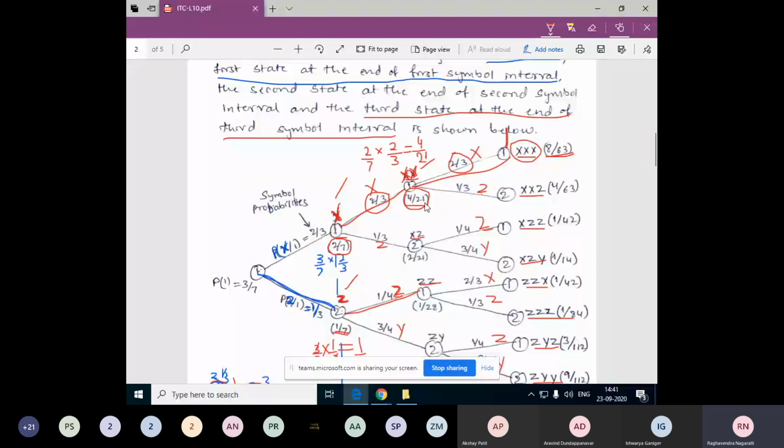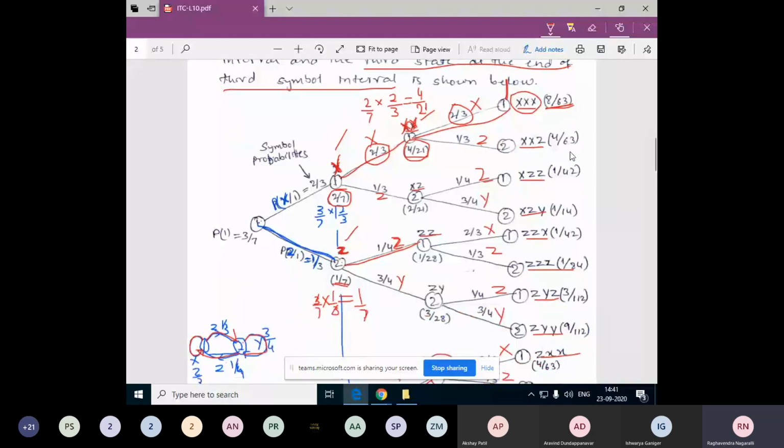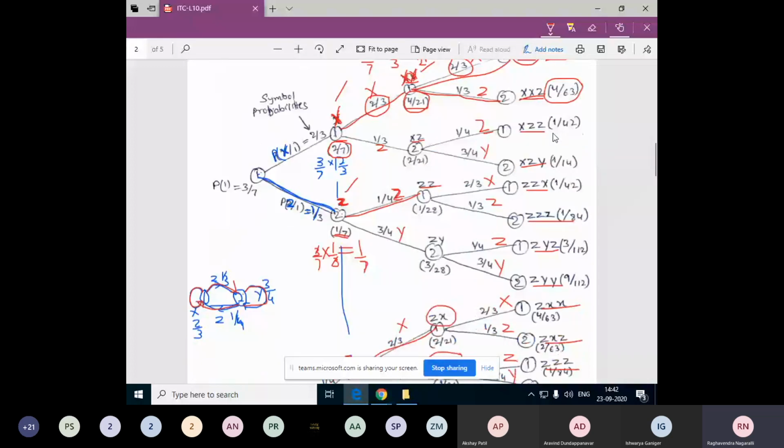So 4 by 21 into 2 by 3, you will get 8 by 64. If this is the transition that occurs, then you will get XXZ as the symbol, and the occurrence of this symbol will happen with probability 4 by 63. In the same way, we have calculated the final probabilities of all these third state symbols.